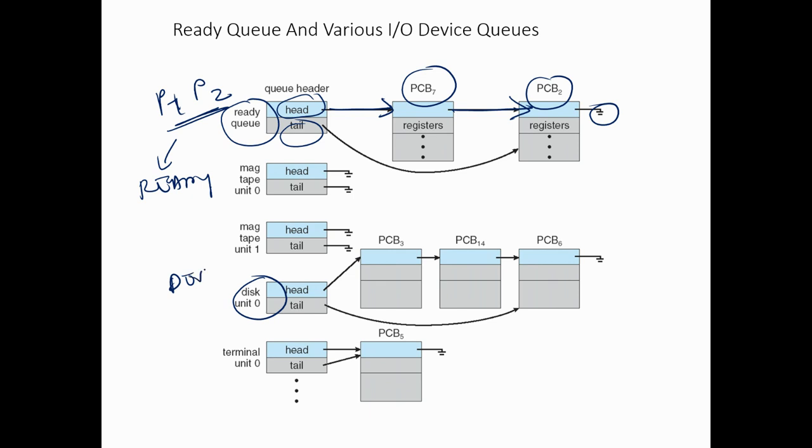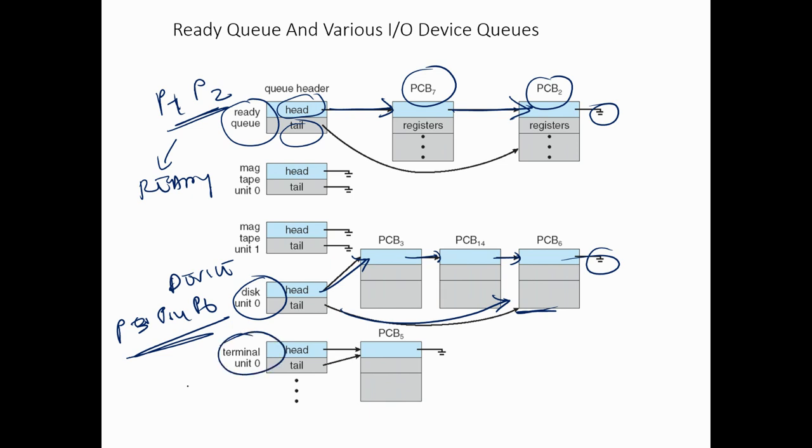And what about the device queues? The device queue holds PCB3, that means process 3, process 14, and process 6. All of these are waiting for devices. The head is pointing towards the first one, and the tail is pointing toward the end, and finally to the ground. And the terminal queue contains the list of processes which have been terminated. So process 5 has been terminated, so it is pointed to directly. Clear up to this?